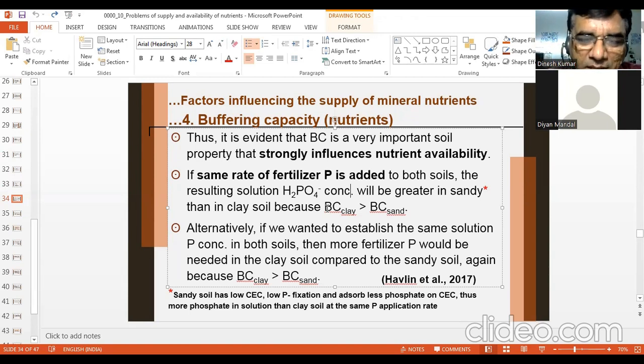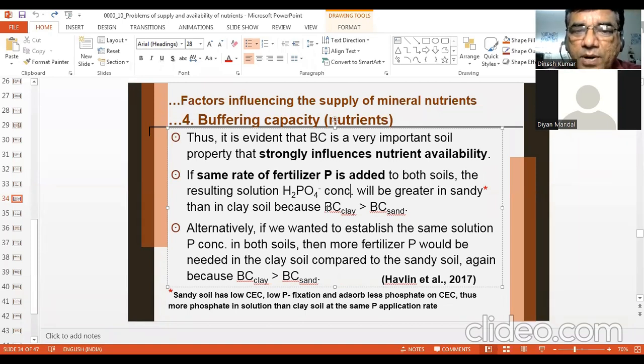You can read the two lines written below. Sandy soil has low CEC, low phosphorus fixation, and adsorbs less phosphate, thus more phosphate is in solution than in clay soil at the same rate of phosphorus application. This is the reason that in sandy soil, if you apply the same rate of phosphorus, you will get a higher concentration of phosphorus in the soil solution than in clay soil.